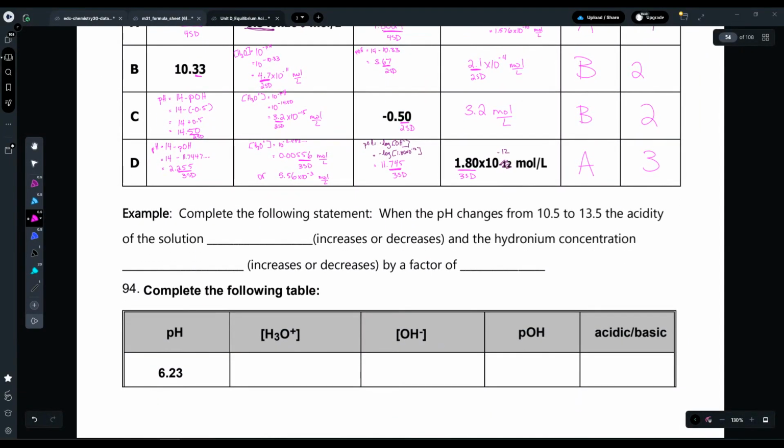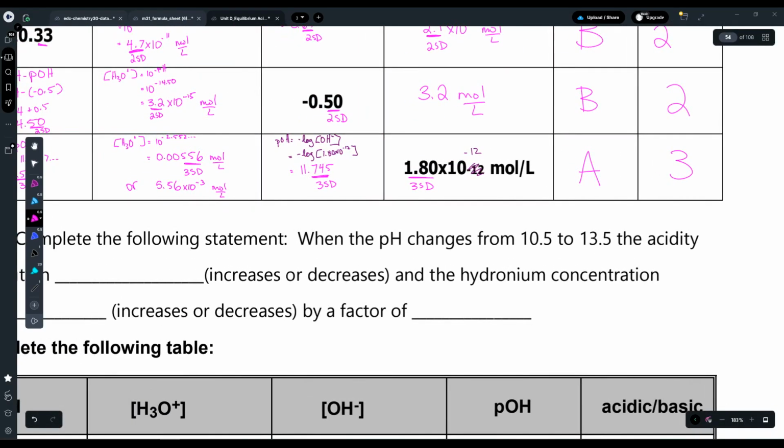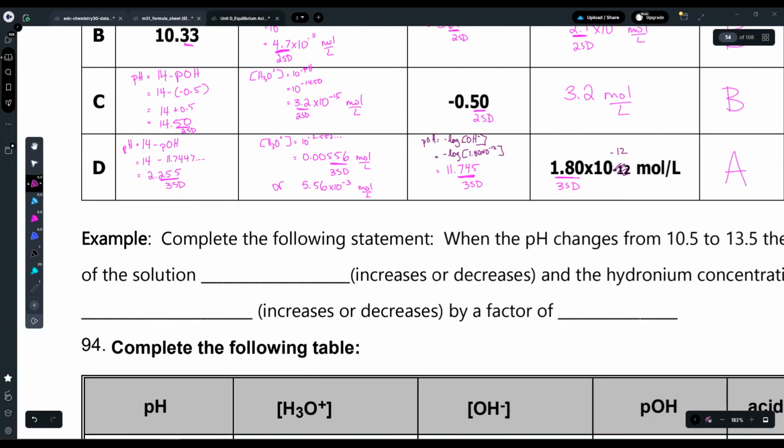Okay, so for the next example, we have to complete the following statement. When the pH changes from 10.5 to 13.5, the acidity of the solution does what? Either increases or decreases. Well, since we're going closer towards 14, and we know 14 is a super basic substance, I would say that the more basic a substance gets, the less acidic it gets. So the acidity is going to decrease.